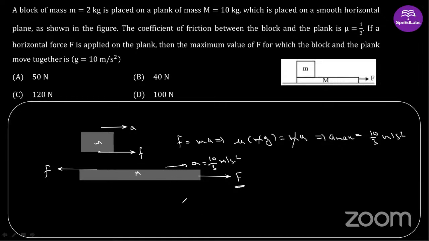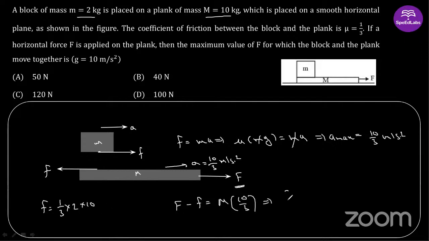So the net force is F minus friction, which is equal to mass, capital M, into acceleration, which is 10 by 3. And once we solve this, we'll get our answer. All the values are given, like capital M and small m. And friction we have already found, it's mu mg. I'm just finding friction separately: mu, which is 1 by 3, m, which is 2, and g, which is 10. So it is 20 by 3.